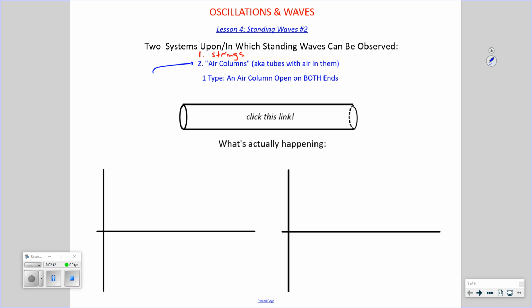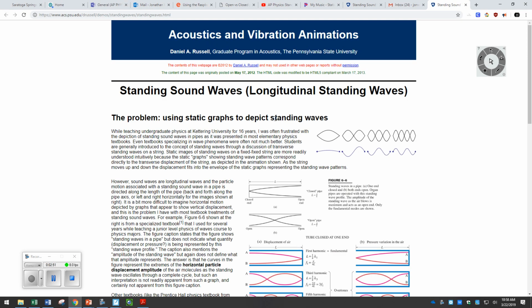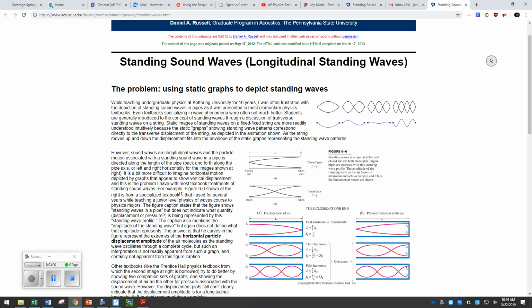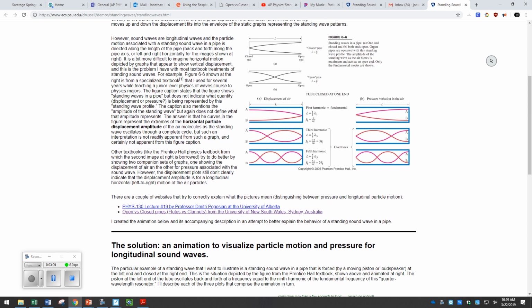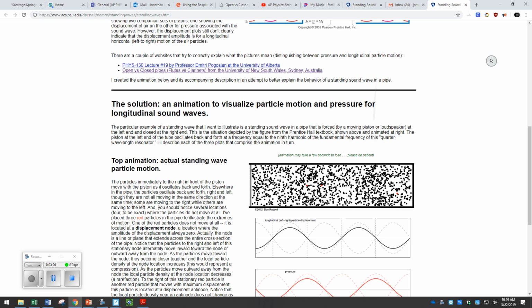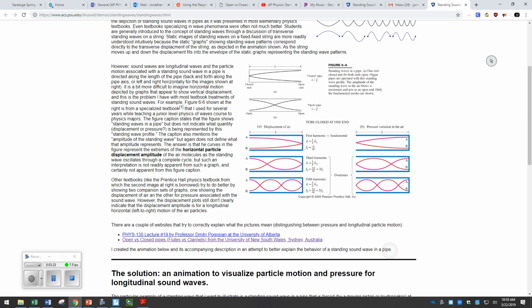All right. So here's the deal. Let's imagine there's this air column, and actually let's imagine a different air column. This is a guy at Penn State. His name is Dan Russell. He made this page, and if you read this, which I really recommend, he goes through and says people do a poor job of teaching standing waves and air columns. And I think I did a poor job for some time, and this has helped me develop a much better understanding of what's happening. So I really recommend that you read this stuff, all right?